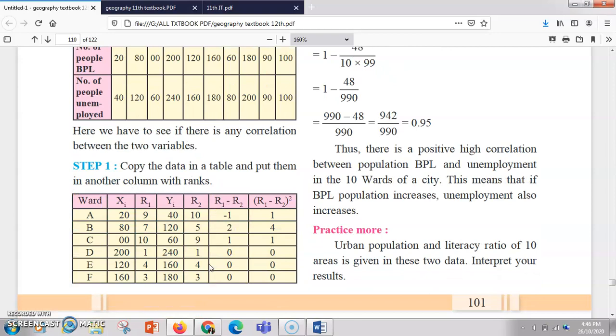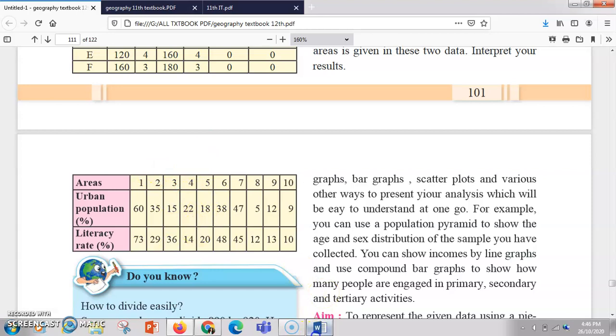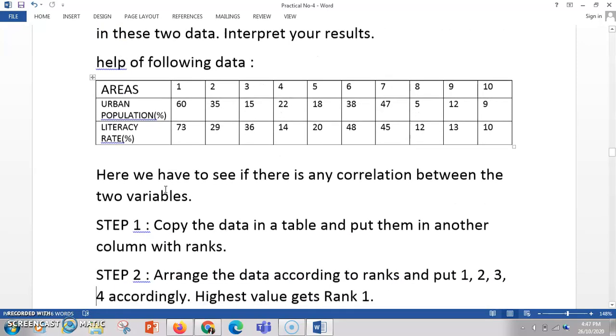Now we are going to move further. This is solved in the first video, and now we are going to move on to the second example. So let us come to the second example. It consists of urban population and literacy rate of 10 years, given as two sets of data. One is about urban population and the second is about literacy rate. We just have to analyze whether urban population has an impact on literacy rate, or literacy rate has some impact on urban population. How both are related to each other, we are going to find out in this video by solving this example. So let us start with the first step.